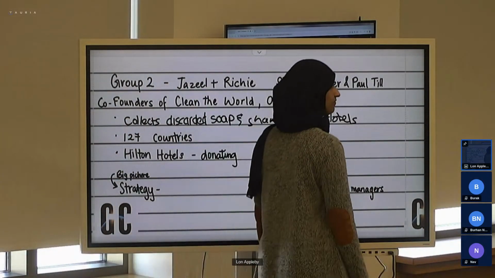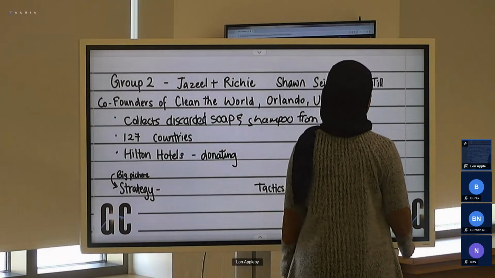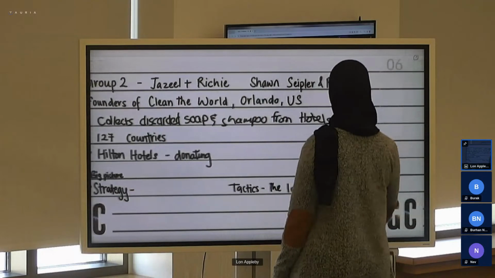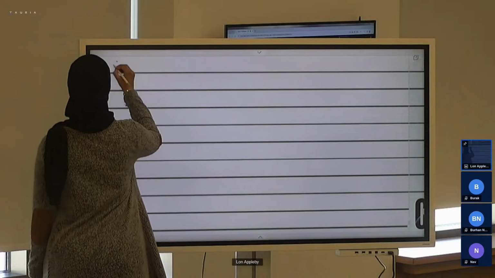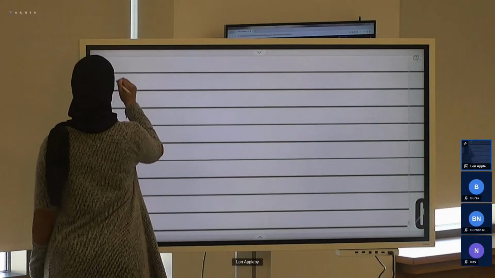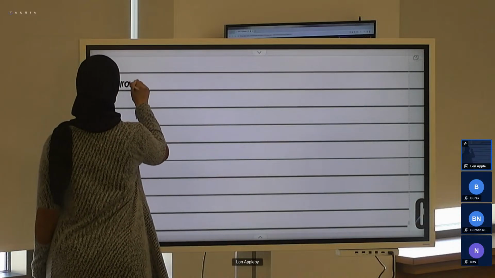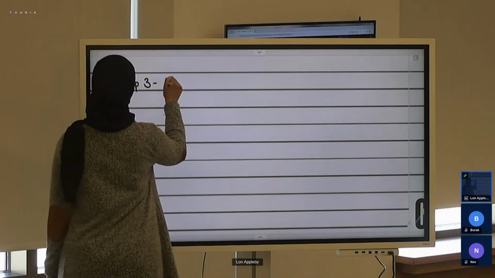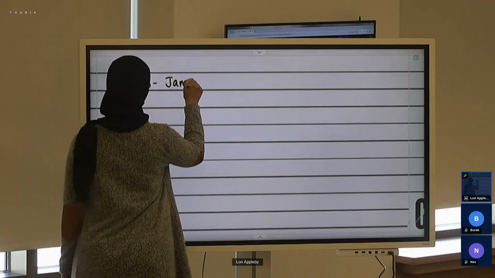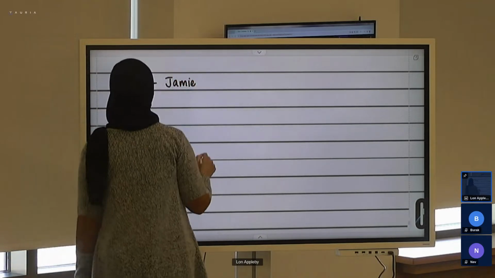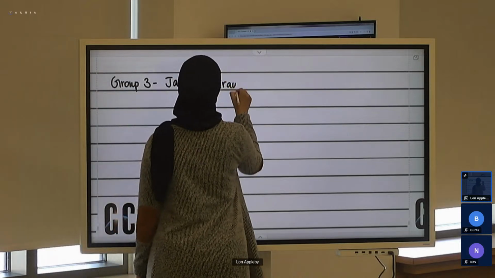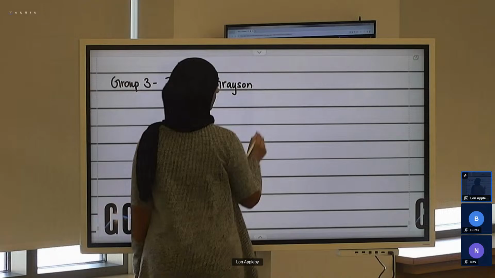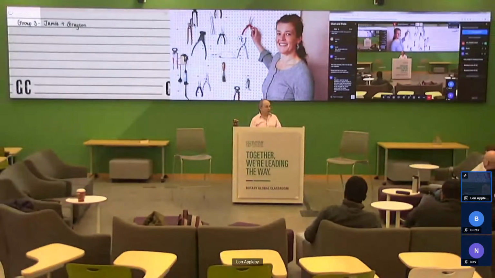Richie and Jazeel, we've got that slide going with the group Clean the World, and we've got some detailed notes. Finally, we're going to end with Jamie and Grayson, and we'll follow the same format. You can tell us from here, and then at some point we're going to move you over there to work on the notes together. Okay, so let me bring the camera back here and go ahead, Jamie.